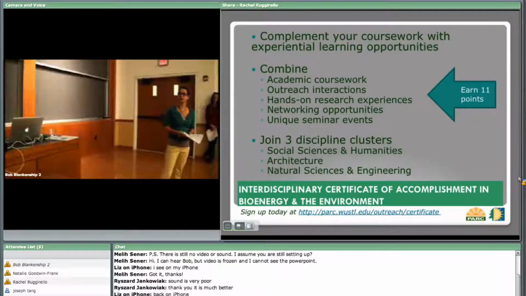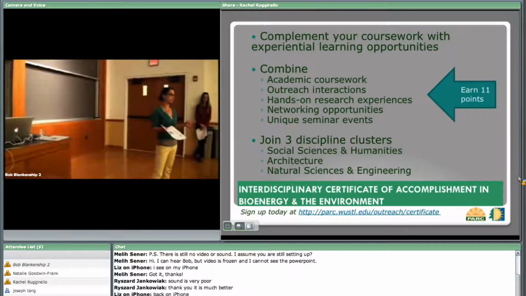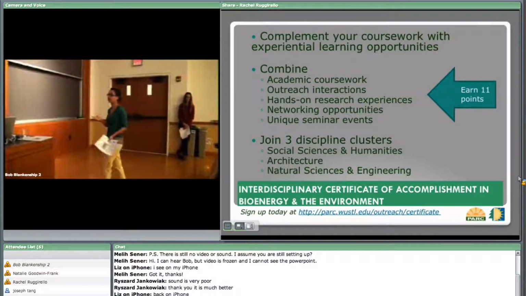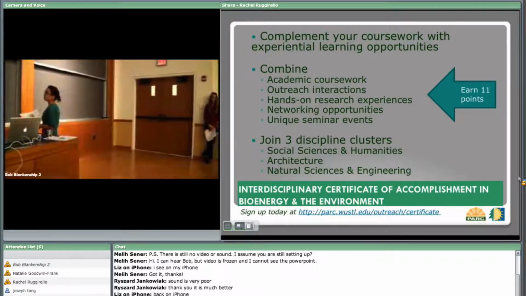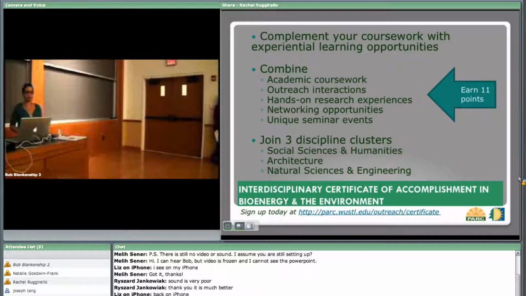And so you're able to submit a proposal and get funded for 10 weeks. Pretty nice stipend, and you can stay here for the summer and do research in one of the labs of our PARC PIs. Networking opportunities, so for the people in our certificate, we'll have opportunities for pizza and informal meetings with professors, and then also some seminar events.